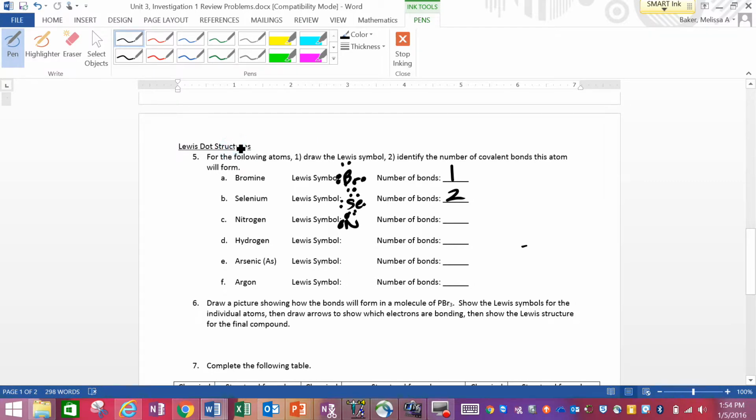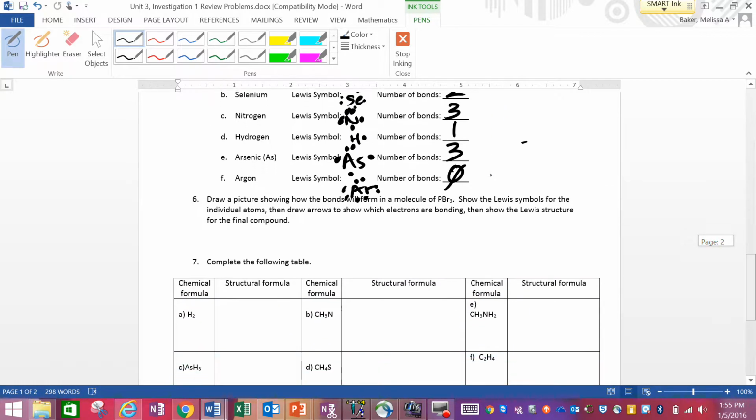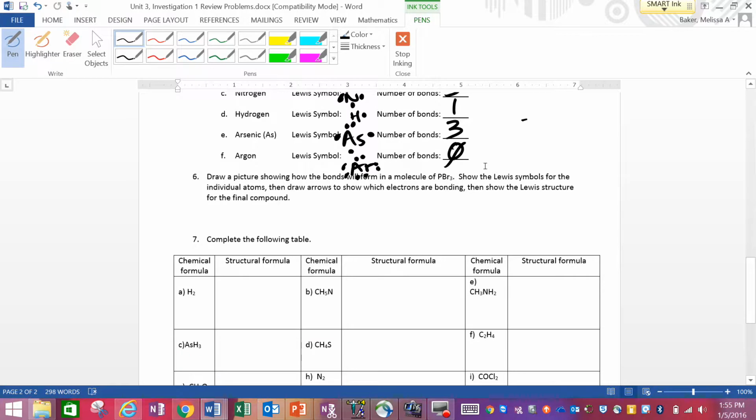Oops, 1, 2, 3, 4, 5, so it can form 3 bonds. Hydrogen just has the 1. Arsenic is in group 5A, so 1, 2, 3, 4, 5, 3 covalent bonds. And argon is interesting. It's got 8 valence electrons, so it actually forms 0 bonds because it's got the full 8 already.